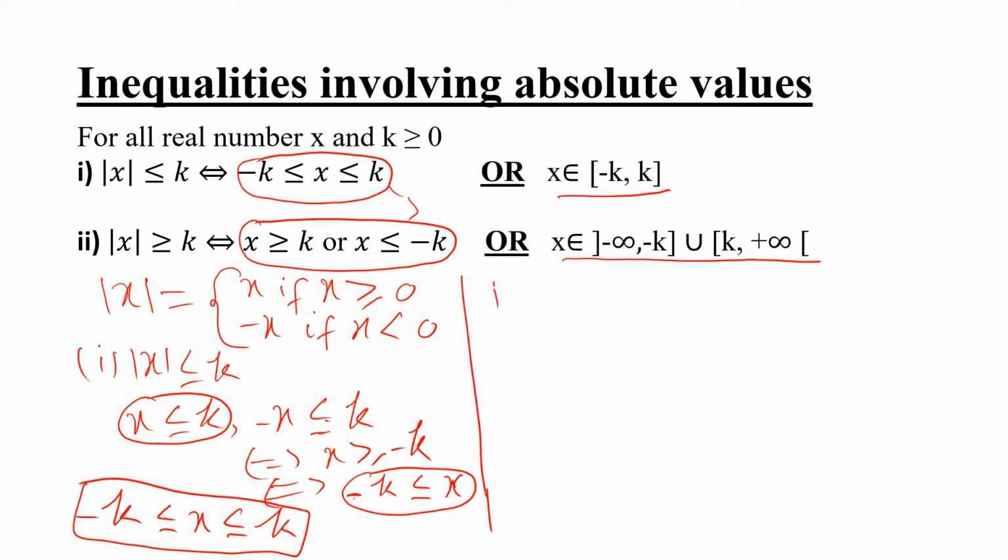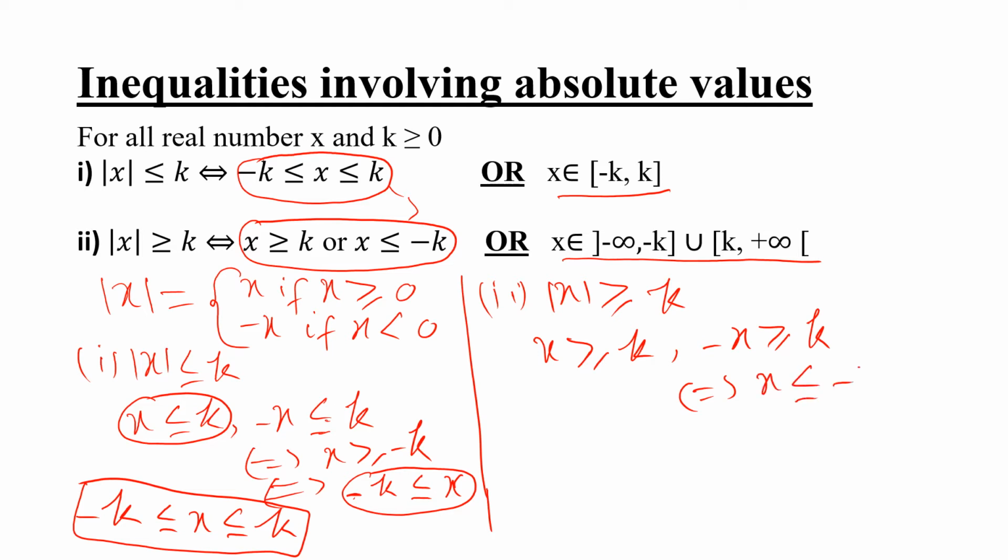Case 2: we have the absolute value of x greater than or equal to k. The first case is where we have x greater than or equal to k. The second one, you have negative x greater than or equal to k. This one can be written as x less than or equal to negative k, because we are reversing the sign as we multiply both sides by negative 1.